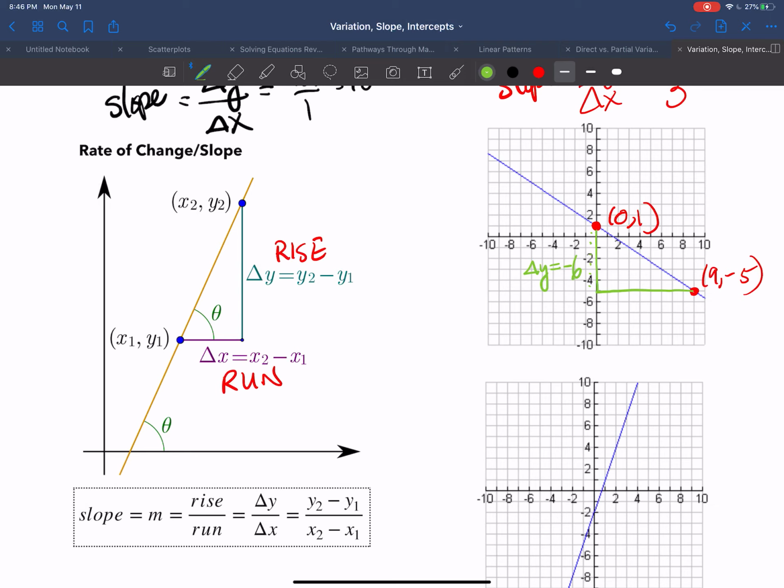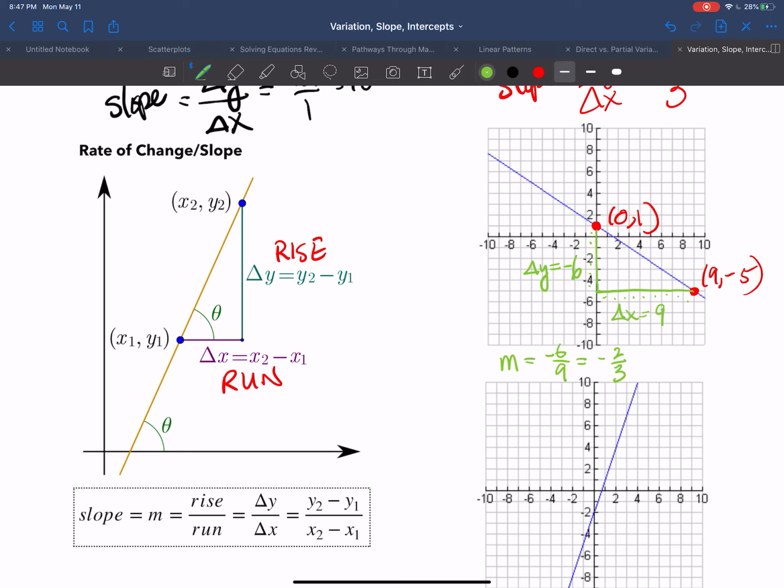And then my run, or my delta x, is how far across did we go? And we know it's 9, right? So it's 1, 2, 3, 4, 5, 6, 7, 8, 9. So what's the slope? M is going to be delta y over delta x, or -6 over 9. And if we simplify that, we have -2 over 3. So the slope of that line is -2 over 3.